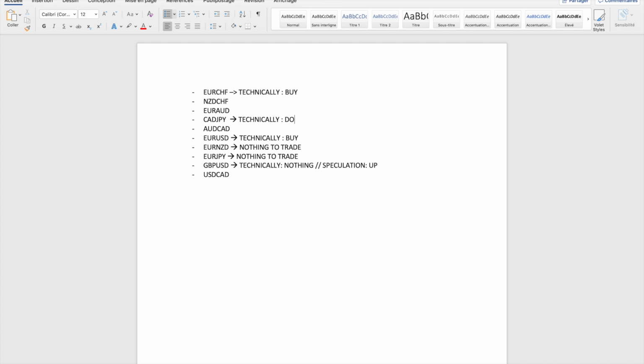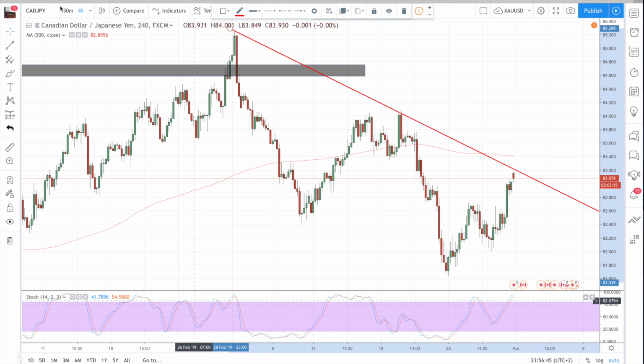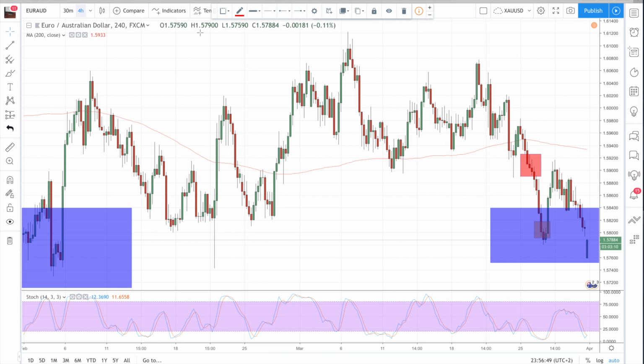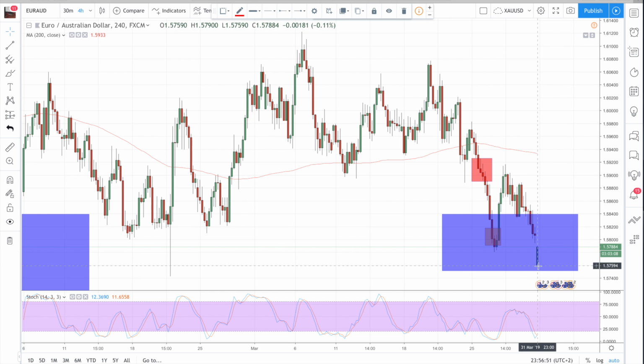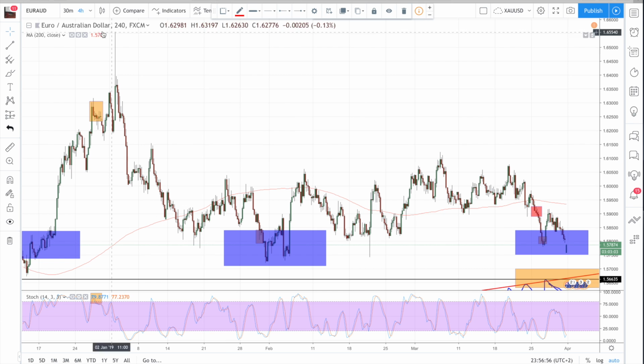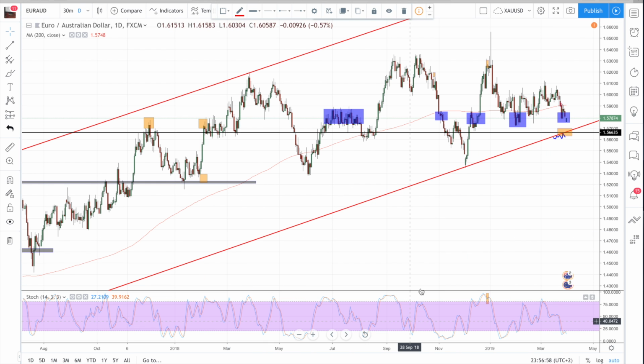Technically down. EUR/AUD, EUR/AUD. Sorry, I'm a bit sick, guys. As you can see, the correction barely touched the lower low, but okay, let's go to daily to see what's happening with the charts.